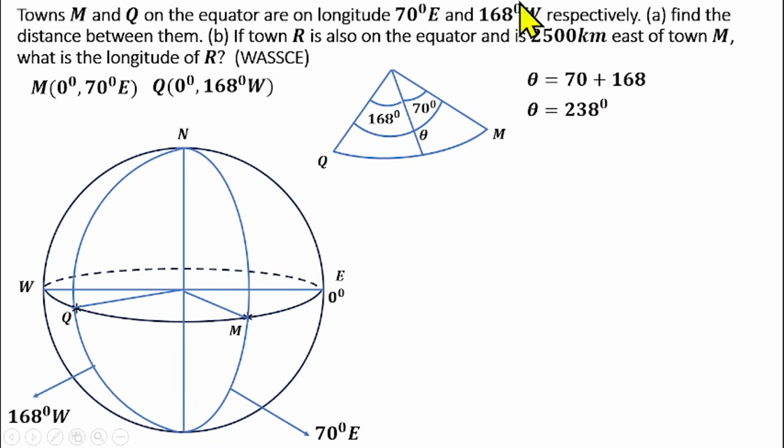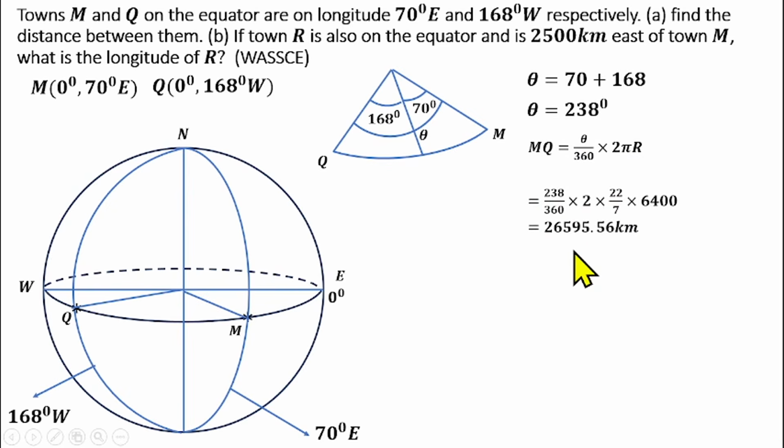So we have to find the distance between point M and point Q along the great circle. It's going to be along the great circle because we are finding it along the equator, which is a great circle. So the distance between M and Q is equal to theta over 360 times 2 pi r. If I substitute, I have 238 over 360 times 2 times 22 over 7 times 6,400. That should give us 26,595.56 kilometers. So that is for part A.